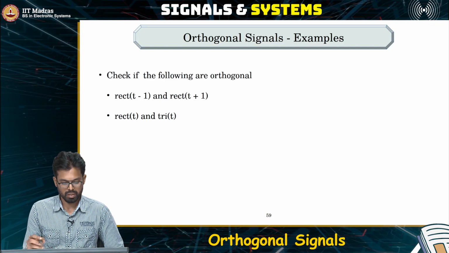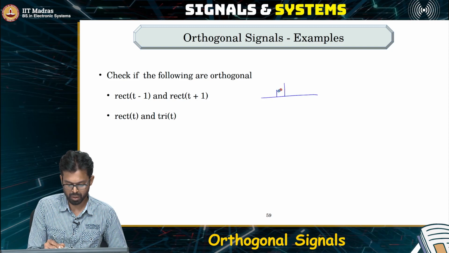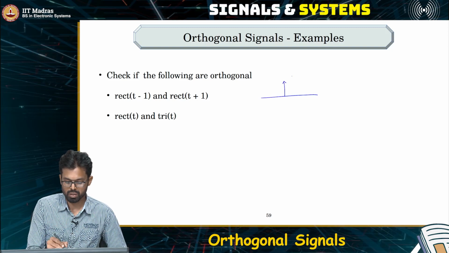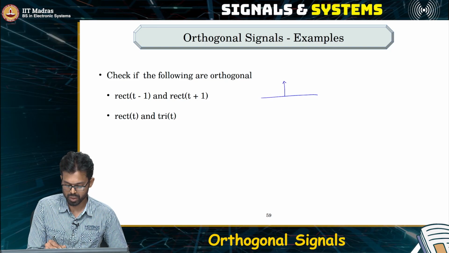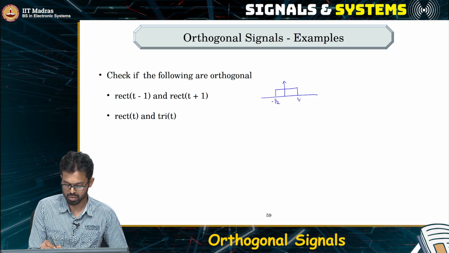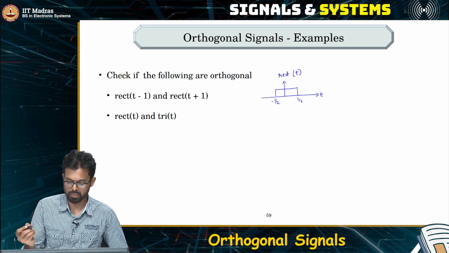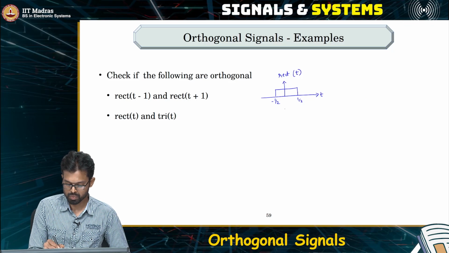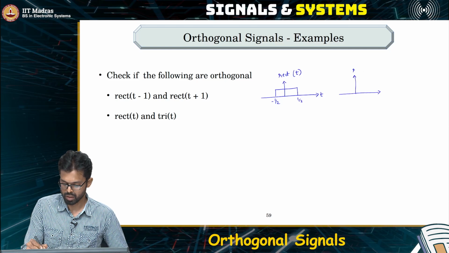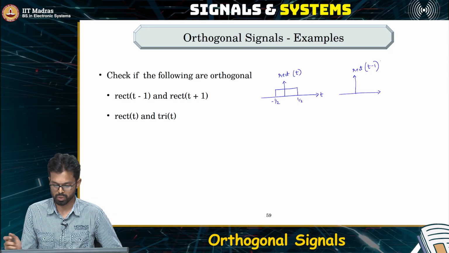So are the signals rect of t minus 1 and rect of t plus 1 orthogonal? Let's first plot them. So what is rect of t minus 1? So we know that this is the rect function, and rect of t minus 1, that is a negative, so it moves to the right.